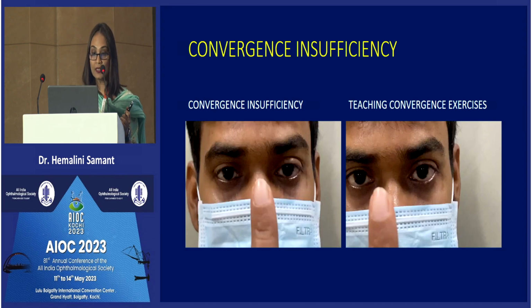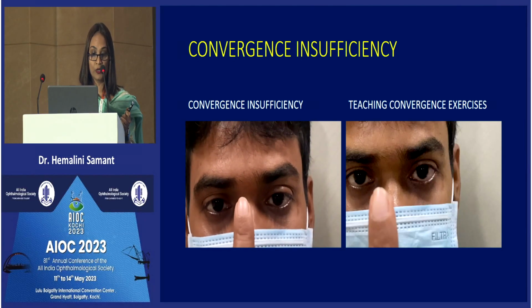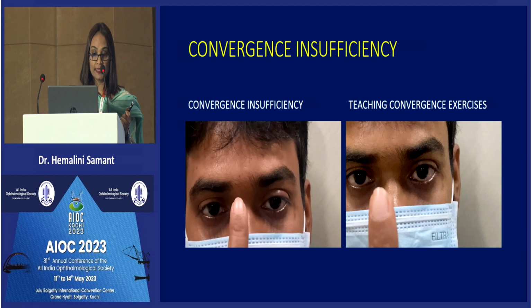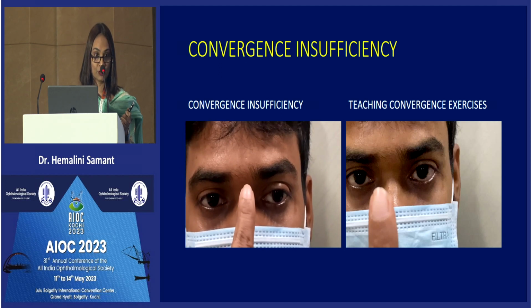So this patient had convergence insufficiency. Now, as you see in the first video, he's looking at my finger, he's able to converge, but after a few seconds he's not able to hold the eye and the eye tends to drift out. So this is convergence insufficiency. They are usually orthophoric for distance, but exophoric for near.